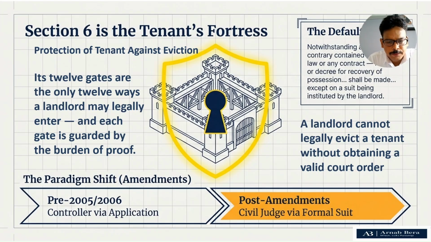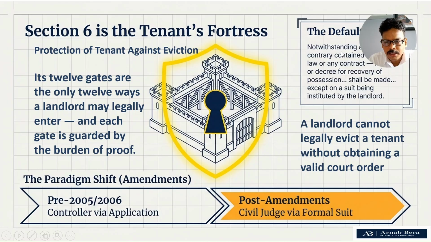If you see here, section 6 is basically a tenant fortress. These are protections of the tenant against eviction, and there are only 12 gates or grounds, 12 ways a landlord may legally enter once he has handed over the premises to the tenant, and each gate is guarded by the burden of proof.